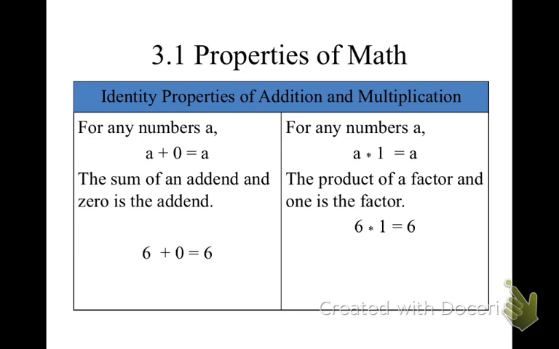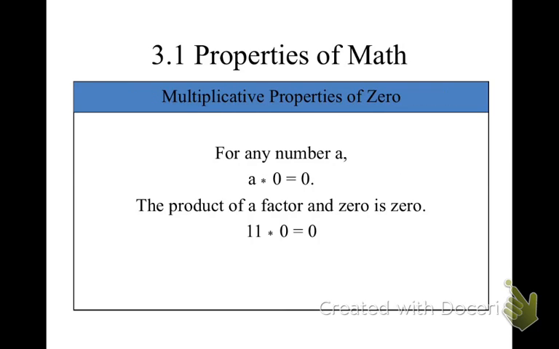The identity properties of addition and multiplication. For the identity property of addition, adding 0 will not change the number. And for multiplication, it is multiplying by 1. For the multiplicative property of 0, anything times 0 is 0.